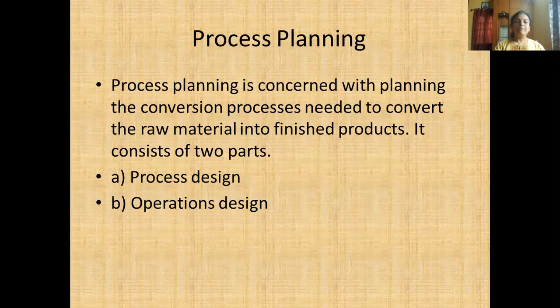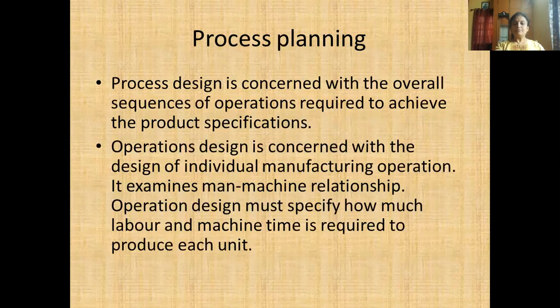Then comes process planning. Process planning is concerned with planning the conversion processes needed to convert the raw materials into finished products. It consists of two parts, one process design and another one is operation design. Process design is concerned with the overall sequences of operations required to achieve the product specifications. Operation design means it is concerned with design of individual manufacturing operation. It examines man-machine relationship. Operation design must specify how much labor and machine time is required to produce each unit.